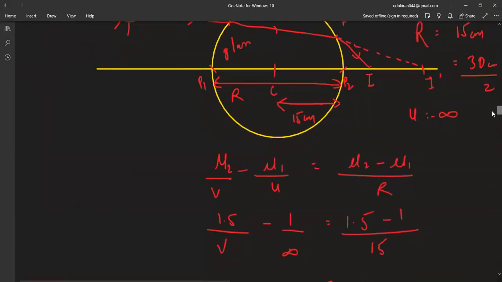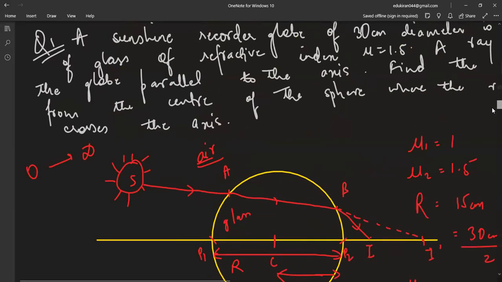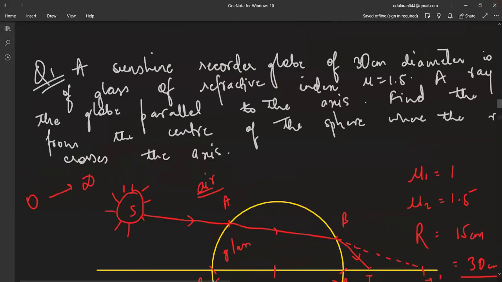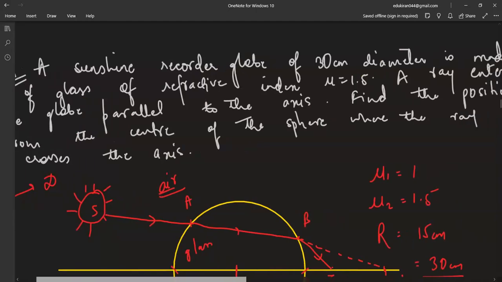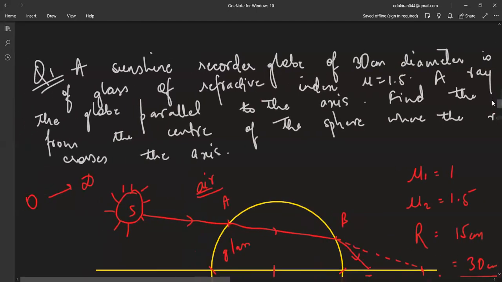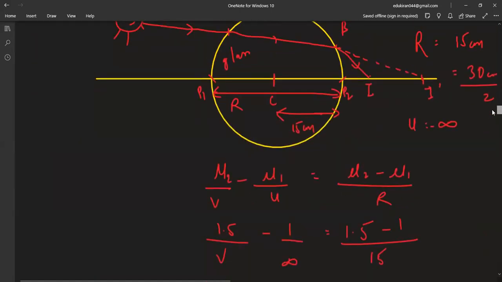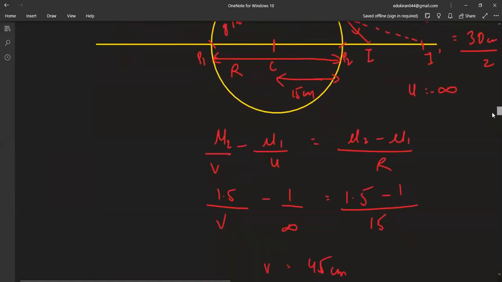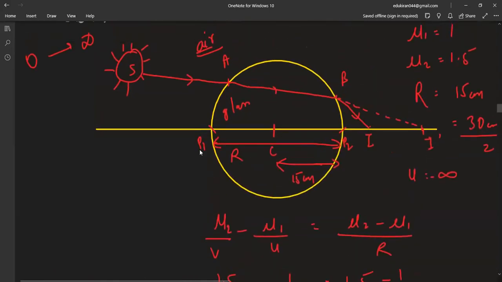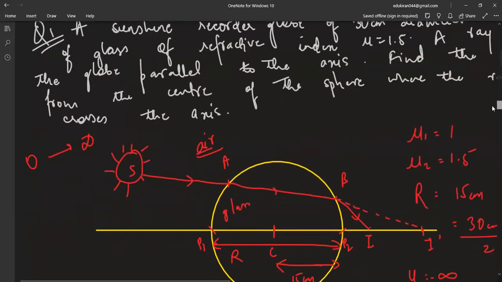Now this gives you the image distance. So what you had to calculate was to find the position from the center of the sphere where the ray crosses the axis. So where the ray crosses the axis, that would be the entire separation. All right. So from the center, if it is saying from the center of curvature only we have the distance, the answer should be 45.